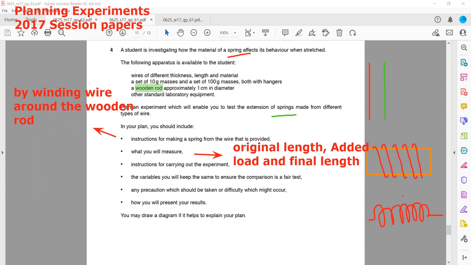The instructions to carry out the experiment. How will we do this experiment? Because we already converted the wire into a spring, we will hang the spring, measure the original length without any load, and then we will add a load and measure the final length. And we will repeat the experiment by changing the load as well as by changing the type of material from which the spring is made.